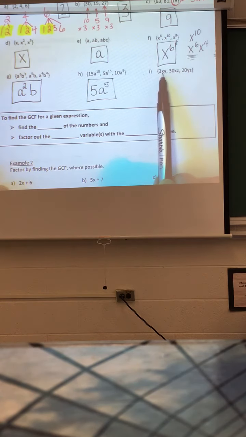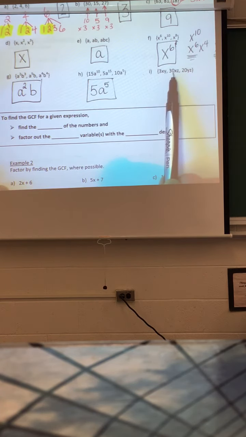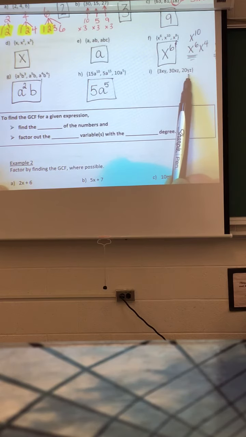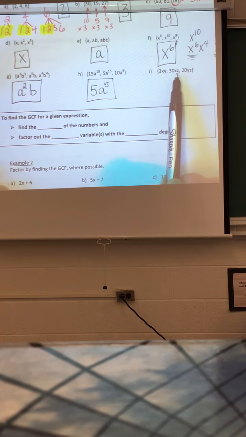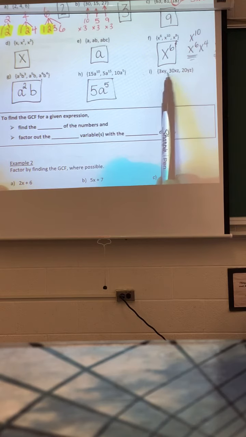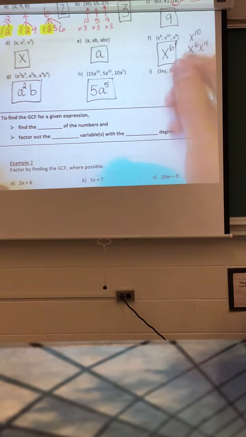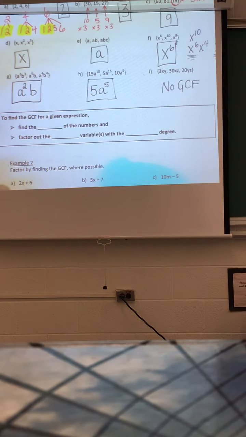Then we look at X. Well, I've got an X here, I have an X here. Oh, no X there. So that's not in common. What about Y? Y there, oh, but not there. No commons. What about Z? There's no Z there, but there and there. So in this case, there is no greatest common factor. There is nothing common between all 3 things.